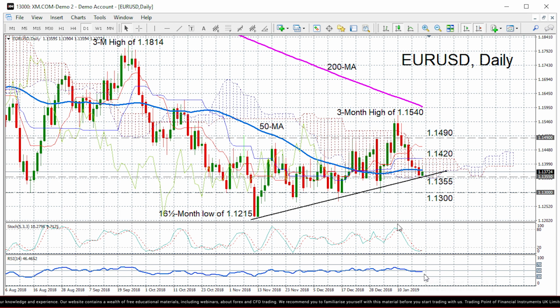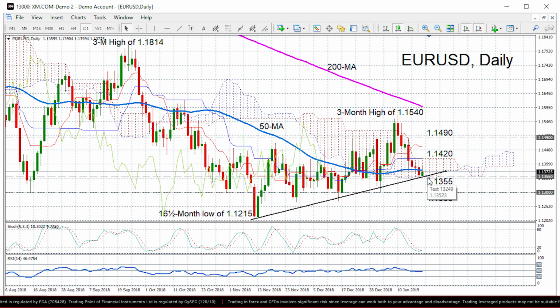Turning now to euro dollar, we can see that the near-term bias is neutral. RSI has flatlined just below the 50 level. Looking at the stochastics, though, they are in oversold territory, and the percentage K line is about to make a bullish crossover with the percentage D line. So we could potentially see a rebound.